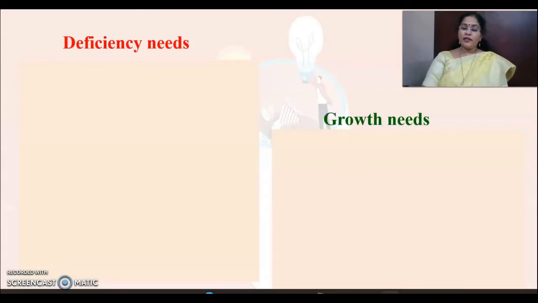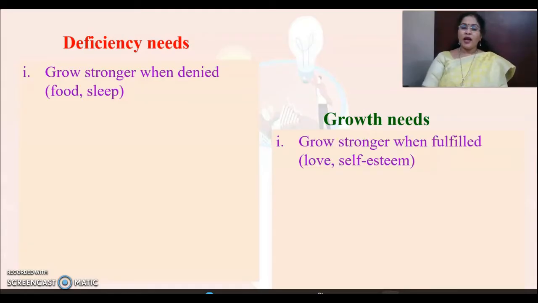The growth needs and the deficiency needs. Growth needs are, as I told you already, self-esteem and self-actualization needs. And the deficiency needs are the love and belonging need and the psychological and physiological needs. So the deficiency need grows stronger when denied.